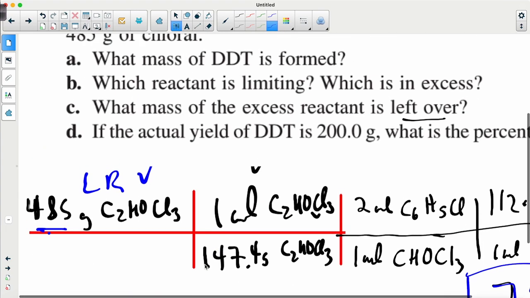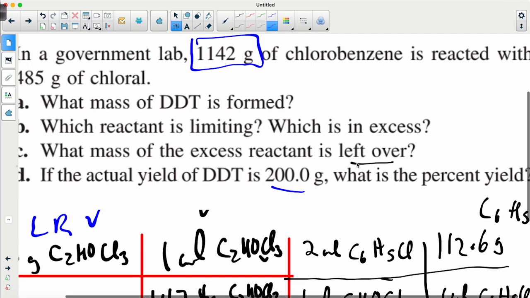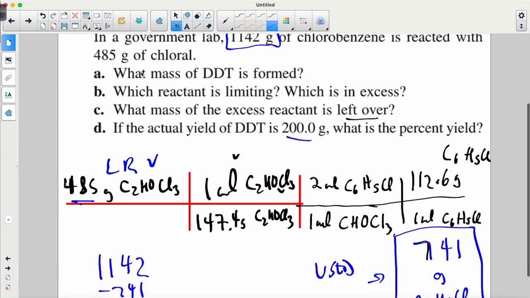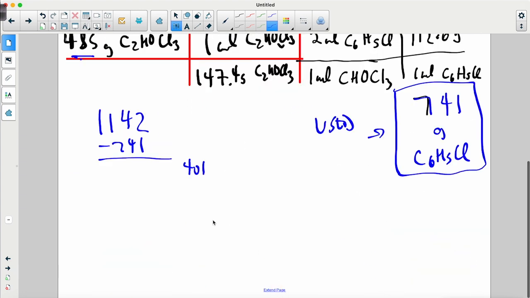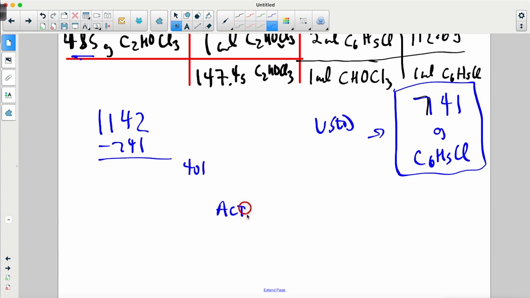And then last but not least, it gives me my actual yield, and it's asking me for the percent yield. That's how much did I do. How do we do when we did the experiment? So I'm going to take the actual yield, because remember, here's the formula. Actual yield is what you get in the experiment, kind of like what you get on a test when you take it. The actual yield goes on top. Theoretical yield goes on the bottom, times the 100.